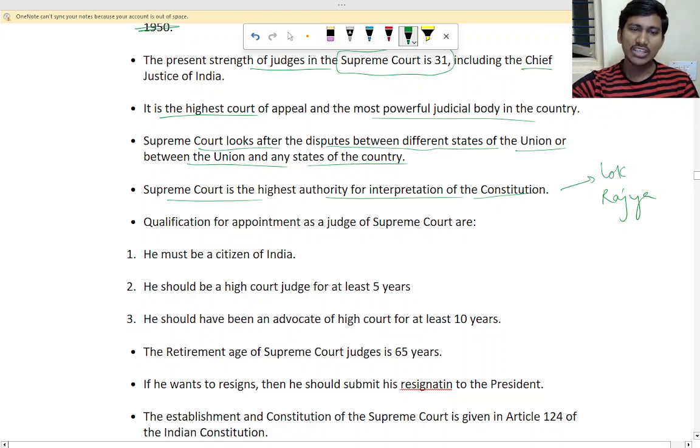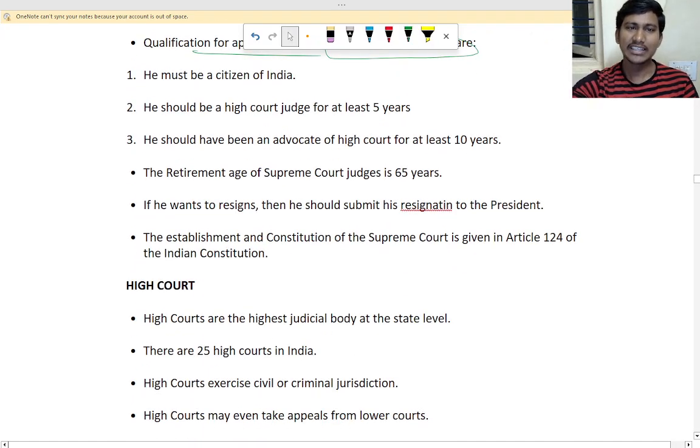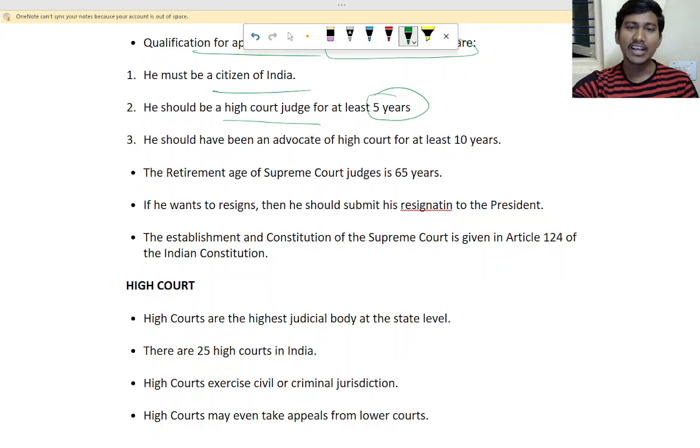The qualification for appointment as a judge in the Supreme Court is what? He must be an Indian citizen. He should have been a High Court judge for at least 5 years, and an advocate of the High Court for 10 years. Advocate means lawyer. The retirement age of a Supreme Court judge is 65 years.